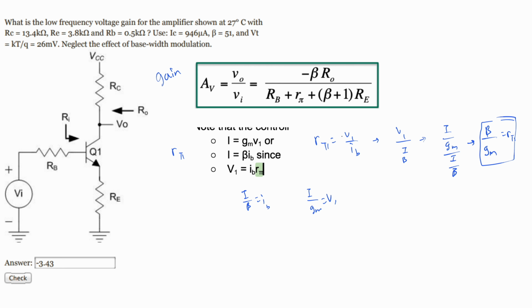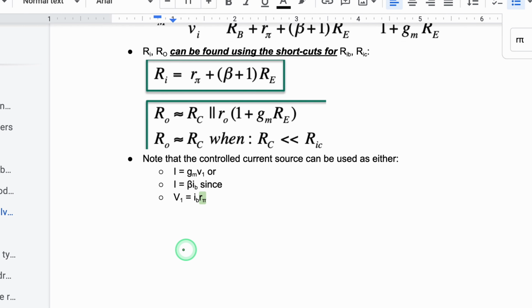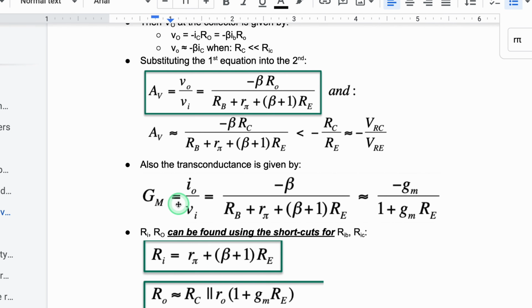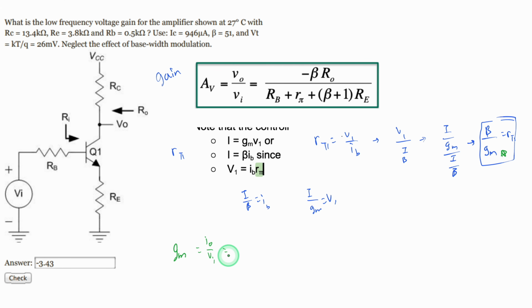So now we need to find our GM, because we don't know what our GM is. Well, if we look at the notes again, this one is super easy. The GM is just going to be I naught over VI, and we need to rewrite this for our equation. The I naught is going to be equivalent to our IC, and then our VI is going to be equivalent to VT. So if we plug these values in, we are going to get 946 times 10 to the negative 6 divided by 26 times 10 to the negative 3. If we plug this into the calculator, we're going to get about 36.385 milliamps. And this is our GM.